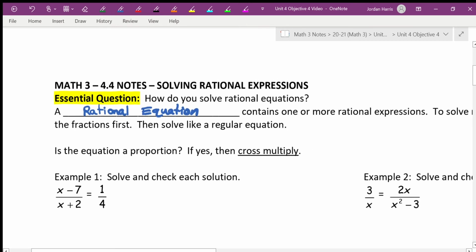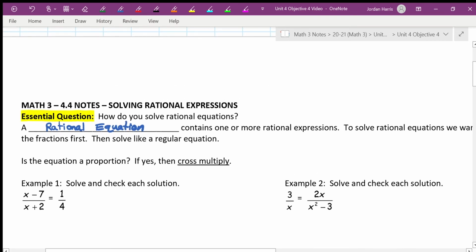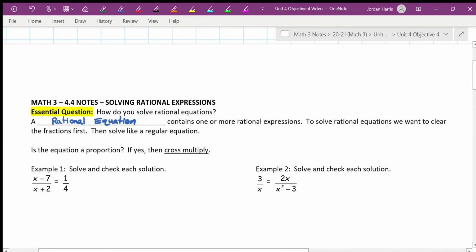A rational equation contains one or more rational expressions. To solve rational equations, we want to clear the fractions first, then solve like a regular equation. So you don't have to clear the fractions. You can solve using what we'll talk about in a little bit, clearing both sides and combining, and you can do that. You can use the simplifying techniques, finding a common denominator, and all that. But if you don't do that, life is so much better.